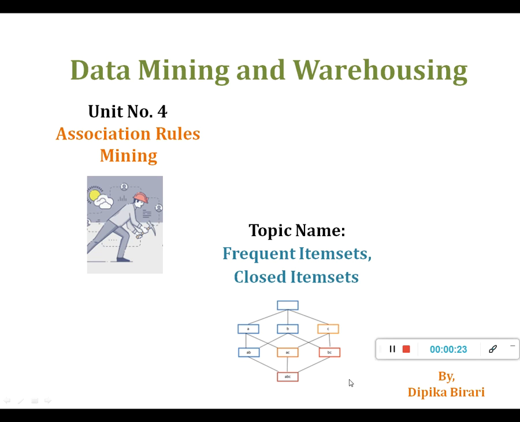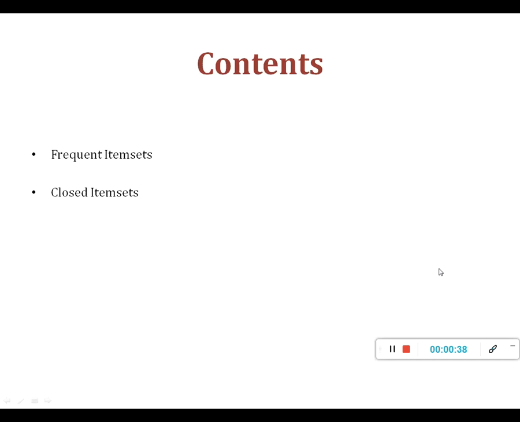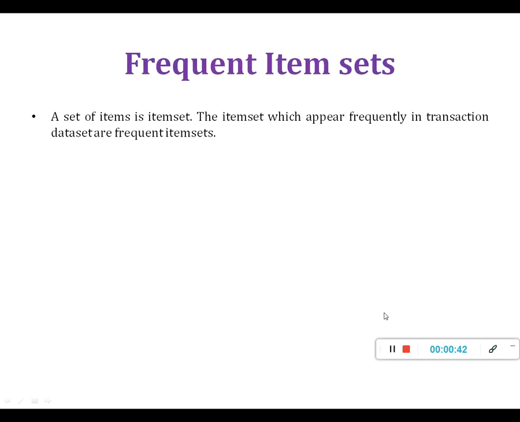So what are the terms we are using, which item sets are called frequent, which item sets are called closed, and how they are called maximal, that we are going to learn today in this session. Moving forward, these are the contents we are going to cover here, and we will start with the frequent item set.